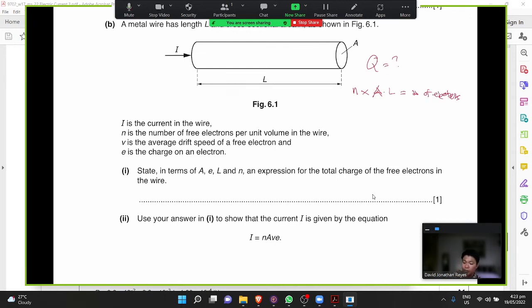Okay? So why is this relevant? Since we already have the number of electrons, we just simply multiply it by the charge of a single electron. The charge of a single electron, E, is equal to 1.6 times 10 to the power of negative 19. So when you multiply that, we will get the total charge of the free electrons in the wire. So that's Q equals NALe.